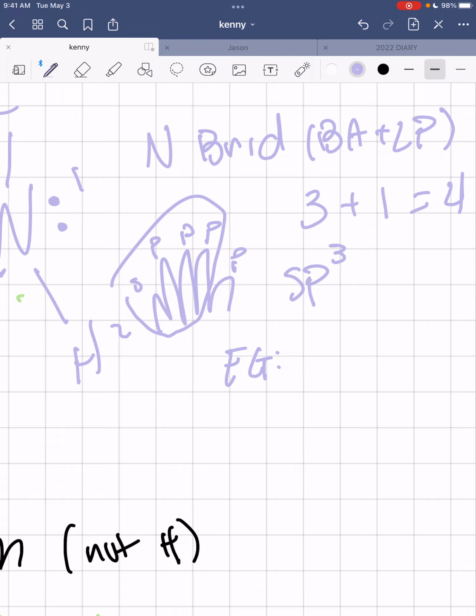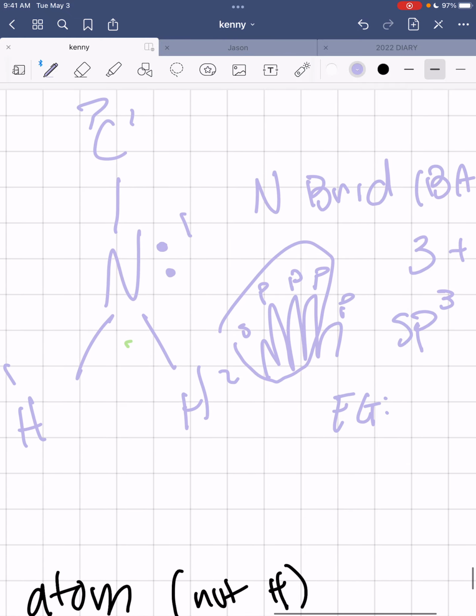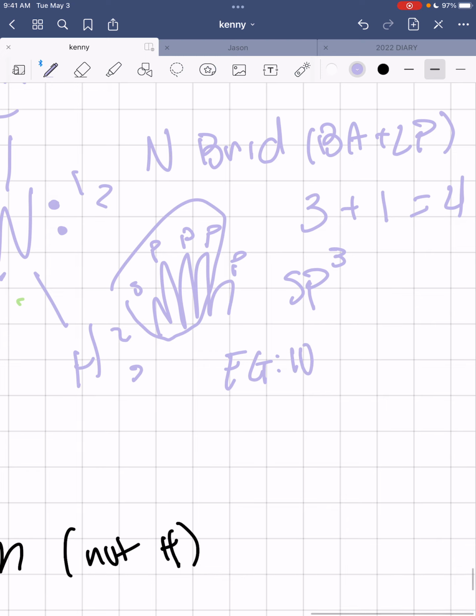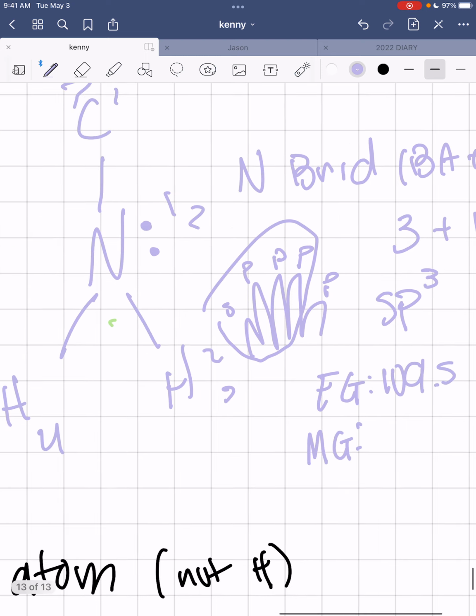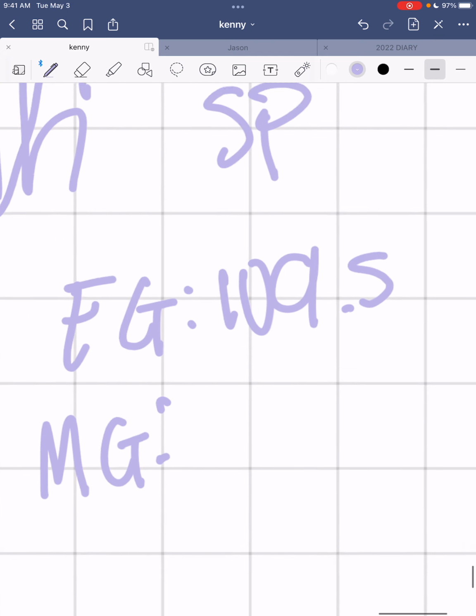It has 4 electron groups: 1, 2, 3, 4. 4 means it has an angle of 109.5. And molecular geometry has 1 lone pair, so using the VSEPR chart, we know that would mean trigonal pyramidal.